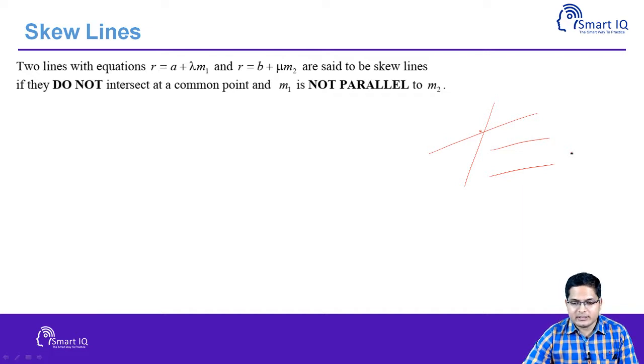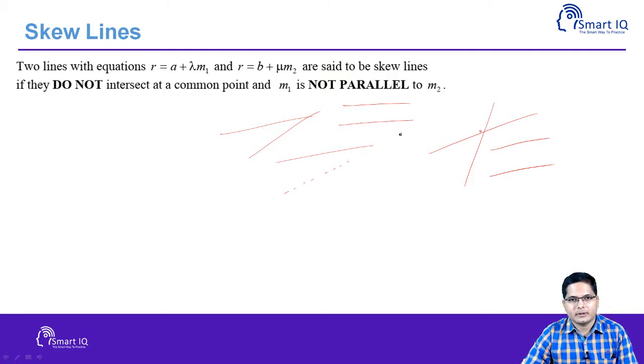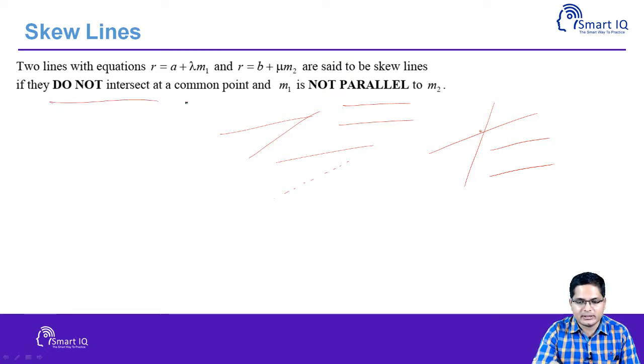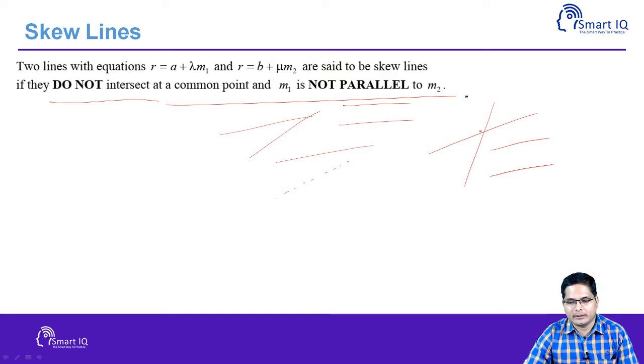But in three-dimensional space, the lines can intersect as usual. They can be parallel. Now they can be skew. So this dotted line and this thicker line are not intersecting. Just imagine in 3D. If you imagine in 3D, these are called skew lines. Skew lines are basically lines that do not intersect and are not at all parallel. So neither intersecting nor parallel. Those are called skew lines in 3D geometry.